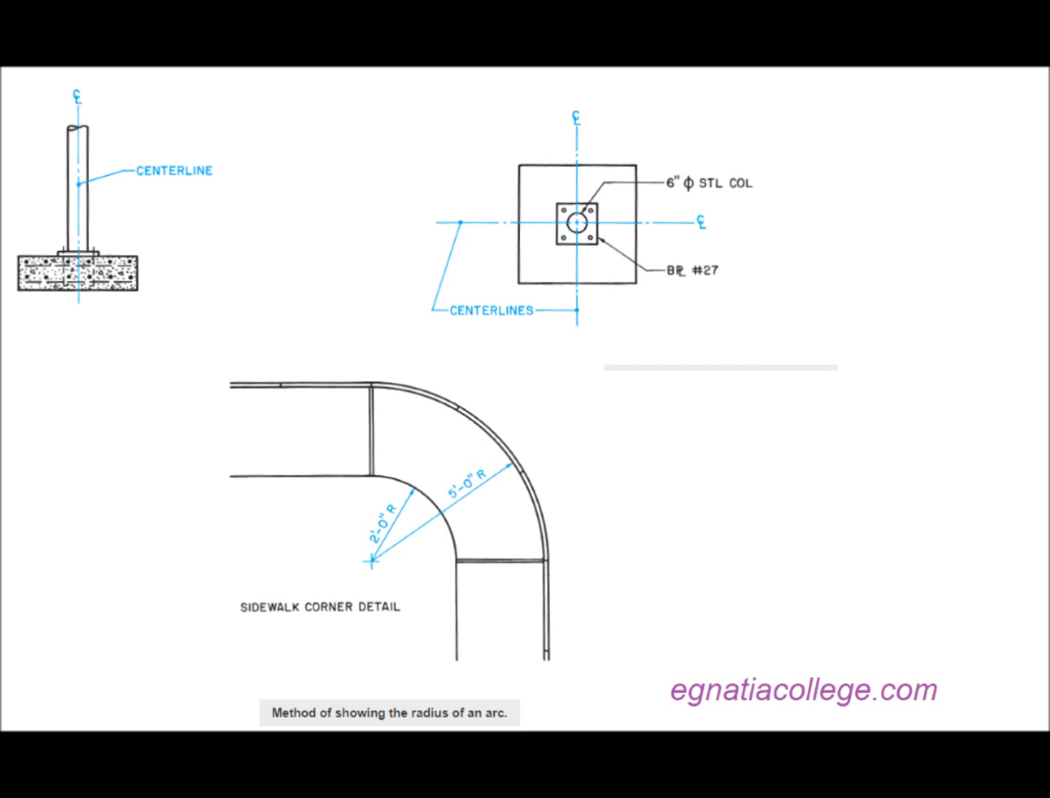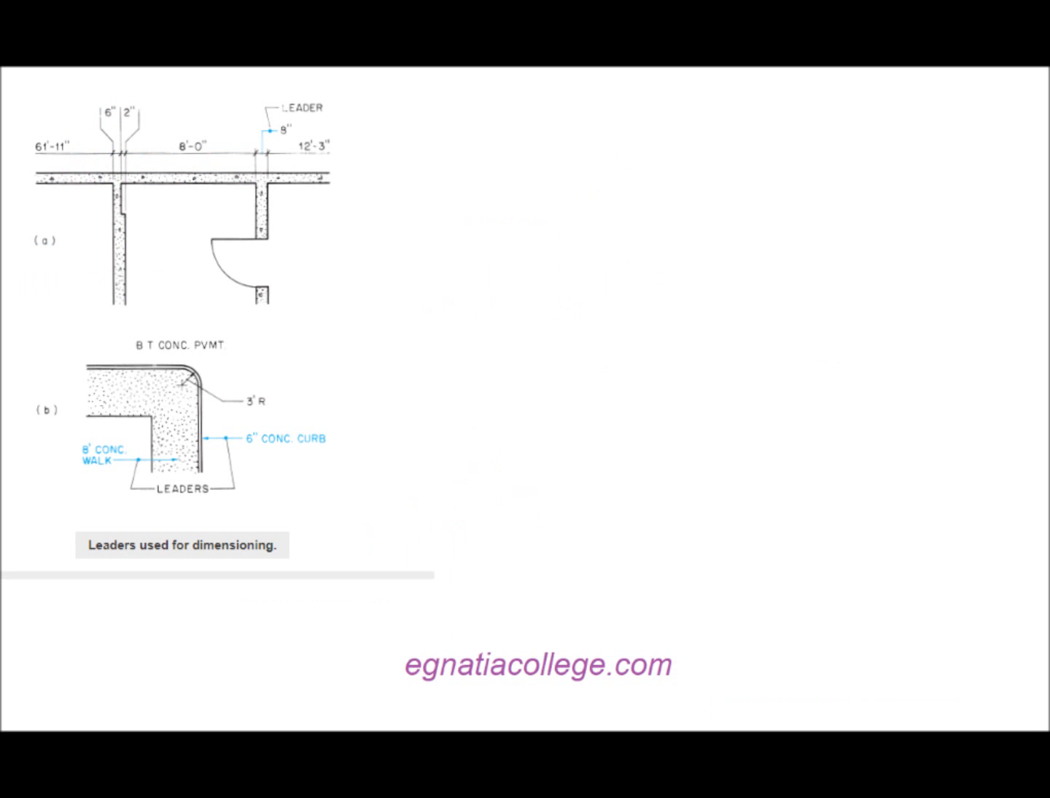Leaders. Some construction details are too small to allow enough room for clear dimensioning by the methods described earlier. To overcome this problem, the dimension is shown in a clear area of the drawing. A thin line called a leader shows where the dimension belongs. Cutting plane lines.